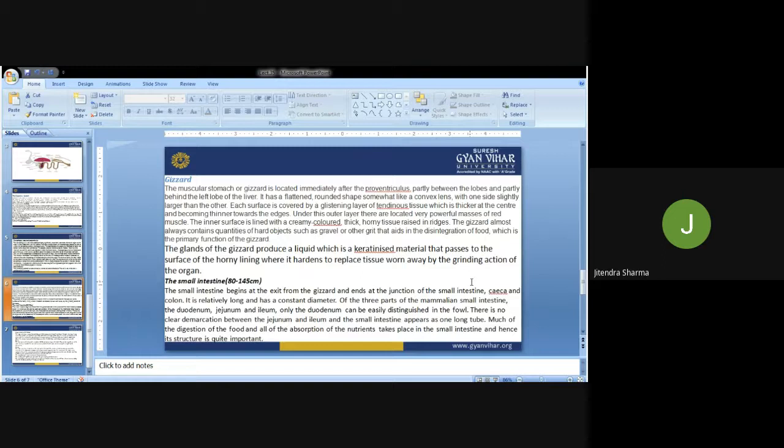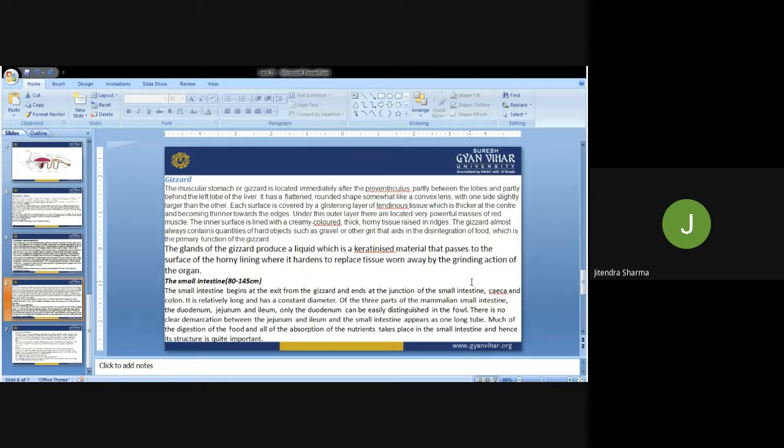The small intestine, which is very important, is generally 80 to 145 centimeters in the poultry bird. The small intestine begins with the exit from the gizzard and ends at the junction of the cecum and the colon. It is relatively long, with constant diameter, and has three parts: the duodenum, jejunum, and ileum. Only the duodenum can easily be distinguished in the fowl. There is no clear demarcation between the jejunum and ileum. It is a very long but very small tubular structure.